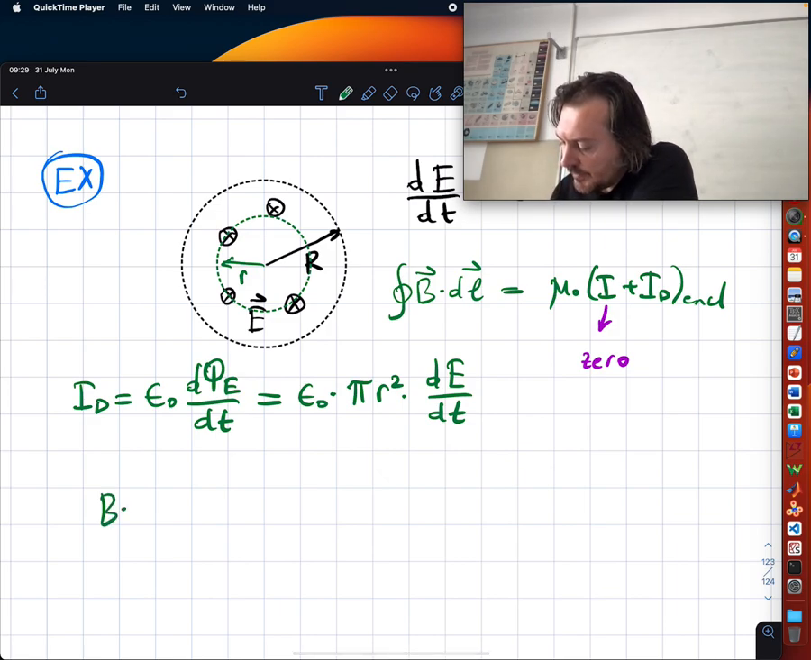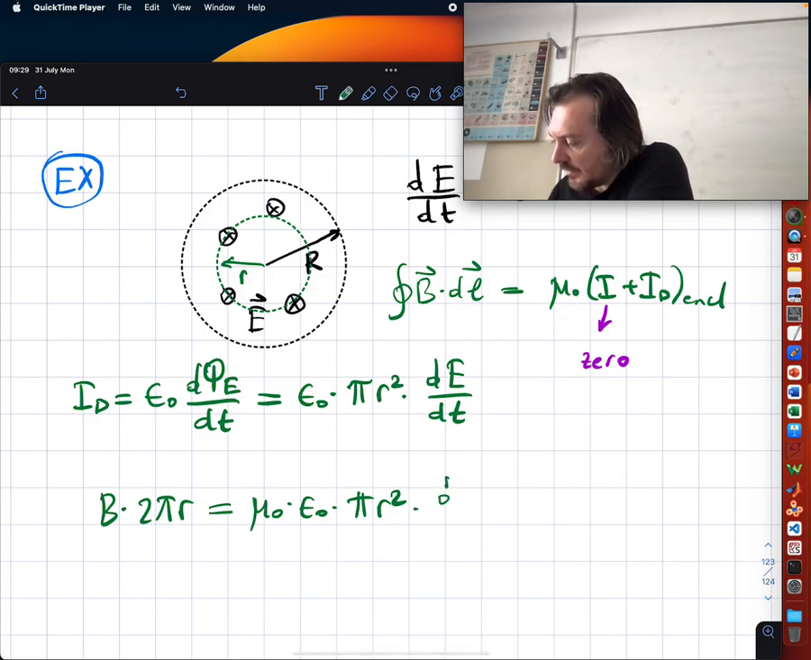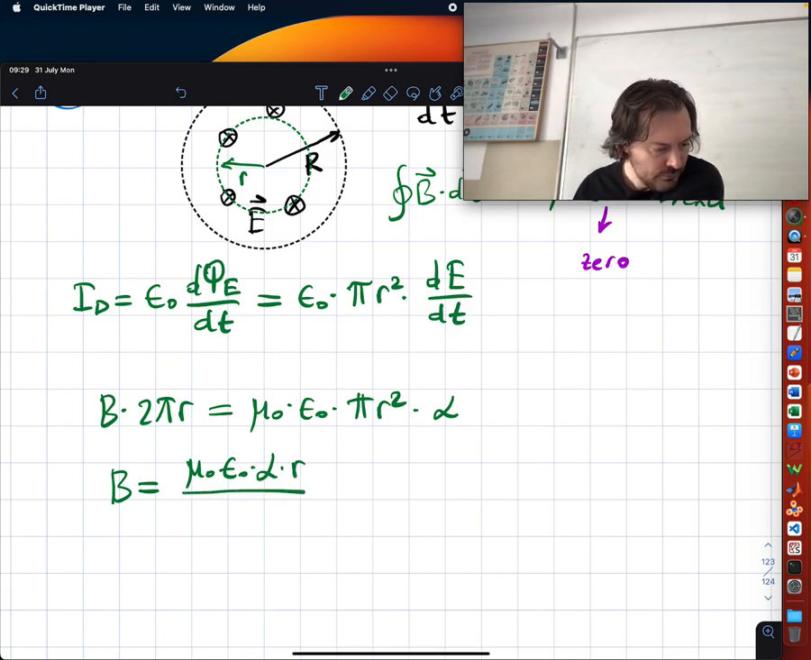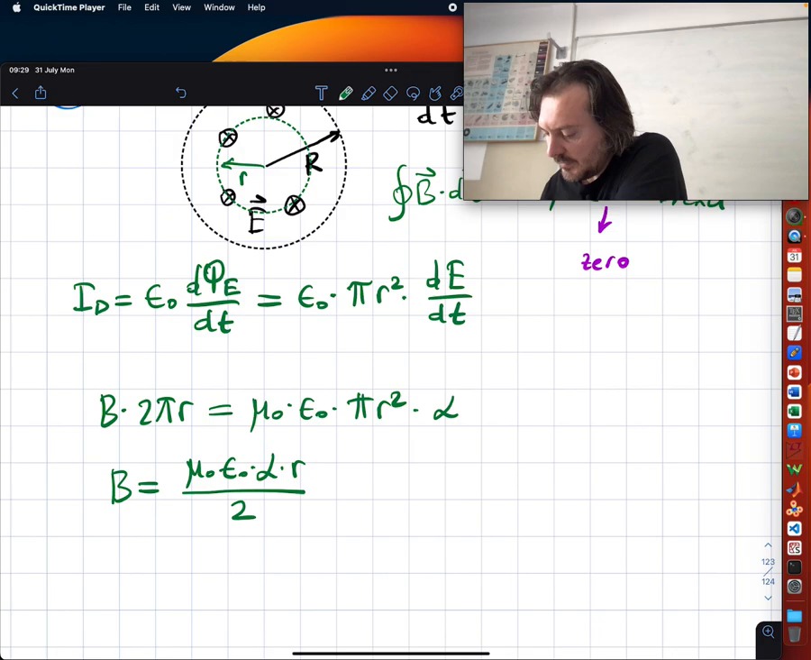So B times 2 pi r, because that's the length, is equal to mu 0 times epsilon 0 times pi r squared times alpha. So B is equal to mu 0 epsilon 0 times alpha times r over 2. Is that right? This is my magnetic field for r smaller than R.